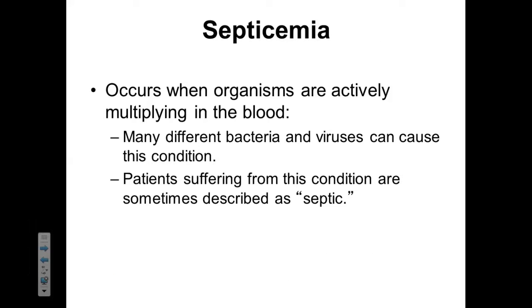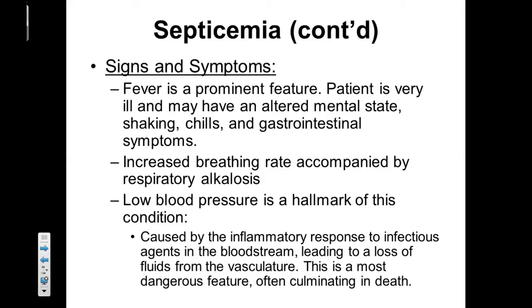Septicemia is a condition where we have microorganisms rapidly multiplying within the bloodstream, particularly bacterial organisms. We can have many different bacteria and viruses causing septicemia at the same time. Any patient that has these microorganisms rapidly multiplying within the bloodstream is going to be called a septic patient. Septic is an abbreviated term referring to septicemia. In many cases, fever is going to be the most notable symptom of septicemia. There's going to be an elevated body temperature for those patients.